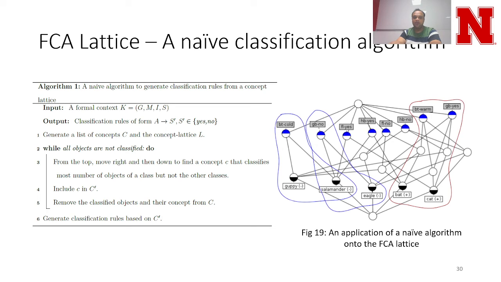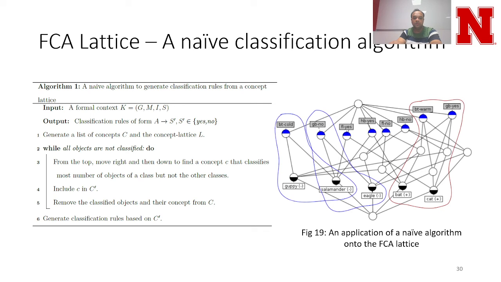So here we present the naive algorithm that we discussed just now, where the input is a formal context, G, M, I, and our output is a set of classification rules, or the concepts from which we can derive either all positive examples or all negative examples. The first step is to generate the list of concepts and the concept lattice. And while not all objects are classified, we move down from the top, move right and then down to find a concept that classifies the most objects of a particular class, but not the other class.